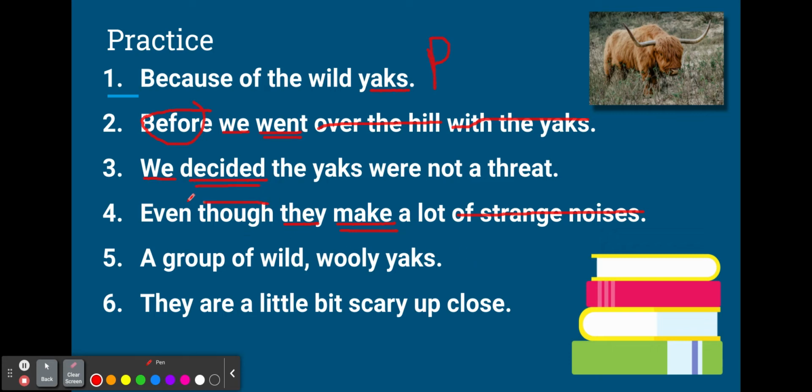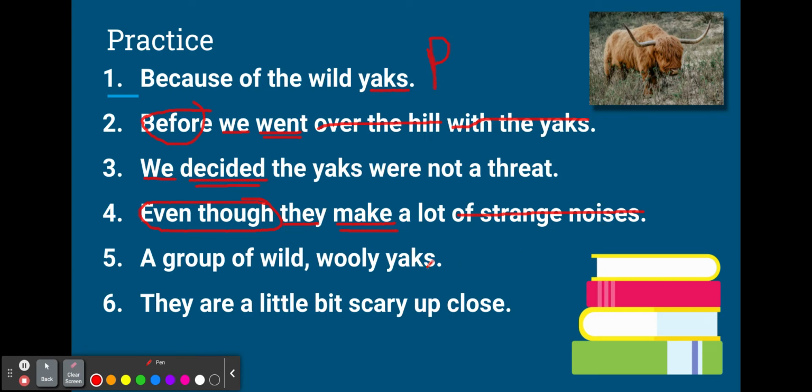Well, you've got this even though. That means it needs something else. You can't just say that as a complete thought. Even though they make a lot of strange noises, needs something else. It needs more to be complete. So that one is going to be a dependent clause.